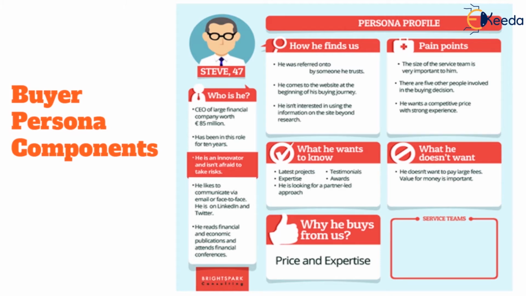Then you also have to identify their pain points, because if you can alleviate some of these pain points through your value adding content, you can establish yourself as a preferred brand for this particular type of customer. So for this particular buyer persona, let's say the pain points can be the size of the service team is very important. And if there are other people involved in the buying decision, then this person cannot take the buying decision independently. Then he wants a competitive price and a strong experience. So these are the essentials. These are non-negotiables, you can say also, which are important to be captured. And therefore, whatever content you are going to send his way should be taking care of these things.